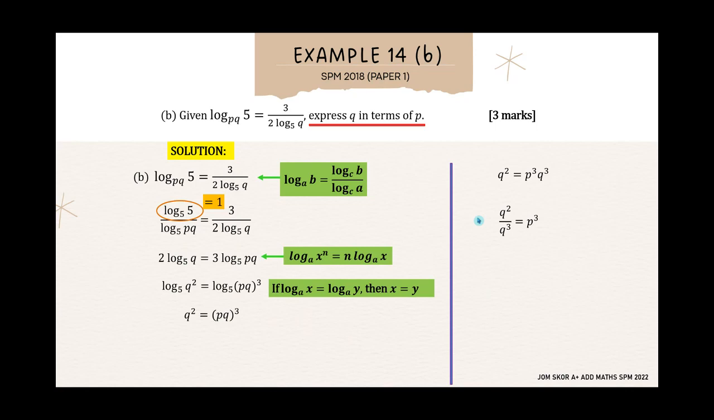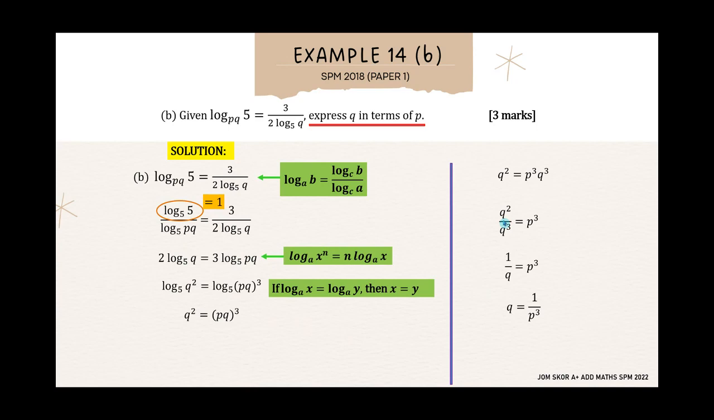Right. So, ini melibatkan law of index tadi. Bila indeks kita bahagikan, apa jadi? 2 tolakkan dengan 3. Okay. So, kita akan dapat Q kuasa negatif 1 sama juga dengan 1/Q. Right. Nilai Q bersamaan dengan 1/P kuasa 3. Okay, so selesailah jawapan kita in terms of P.